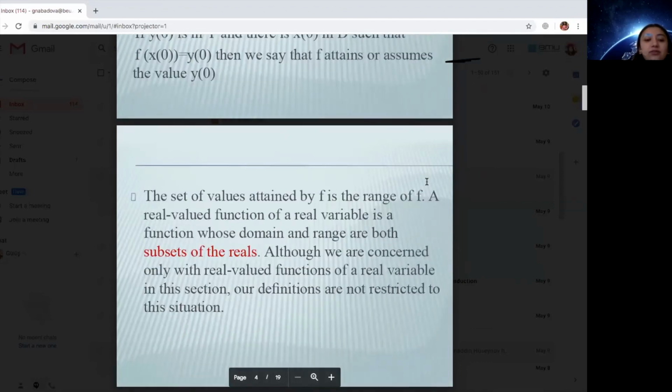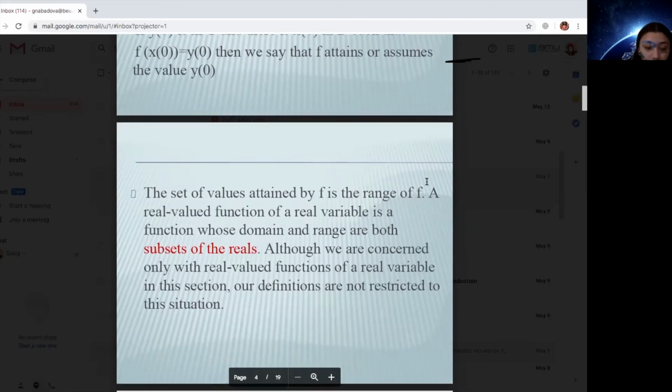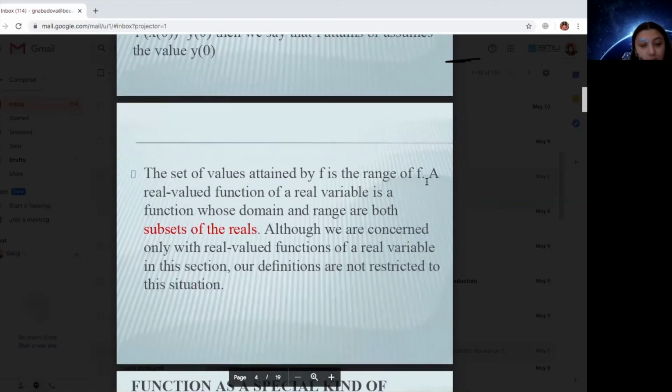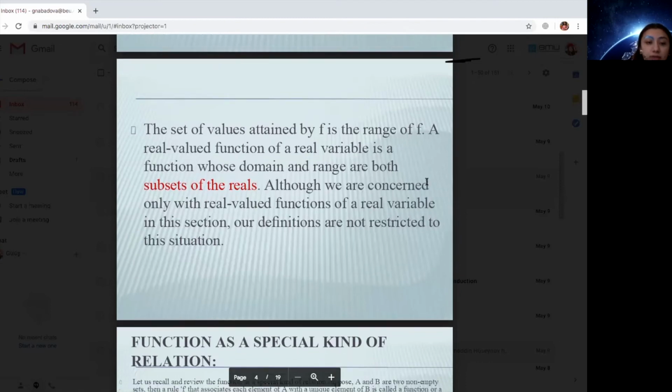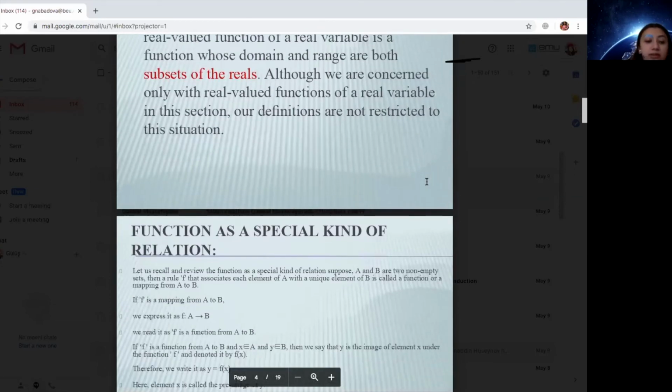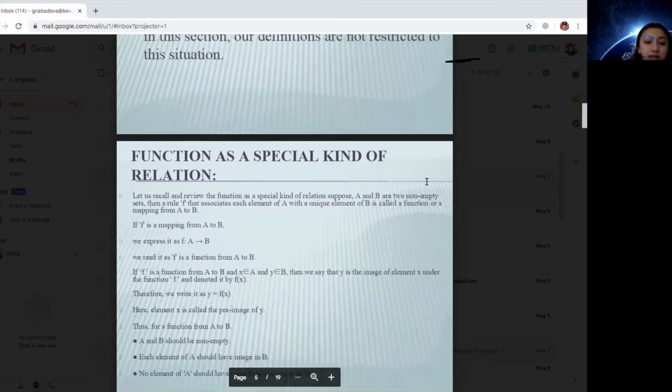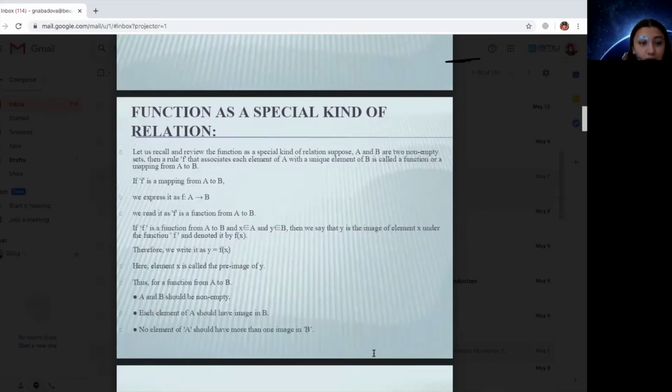And a real valued function of a real variable is a function whose domain and range are both subsets of the reals. This is an important point too. Also, we are concerned only with real valued functions of a real variable. In this section, our definitions are not restricted to this situation. Here is something special below. There is a special kind of relation. Actually, it's also about the image of functions, and about the non-empty sets, which are the most important.